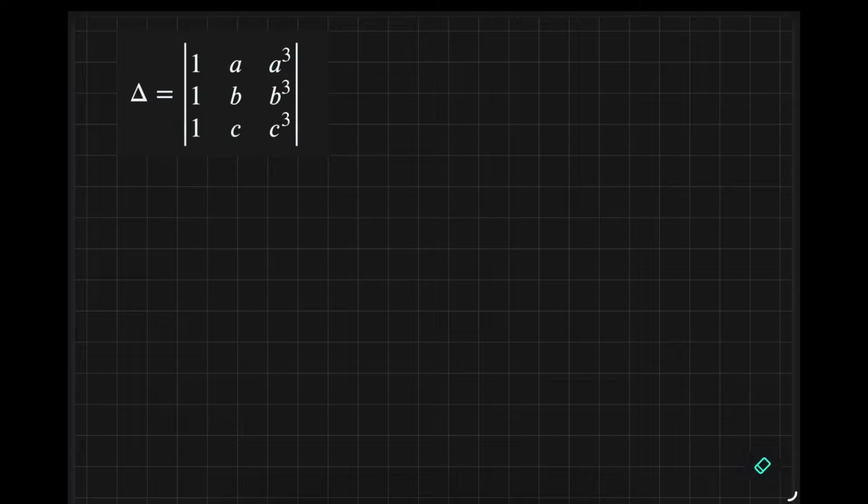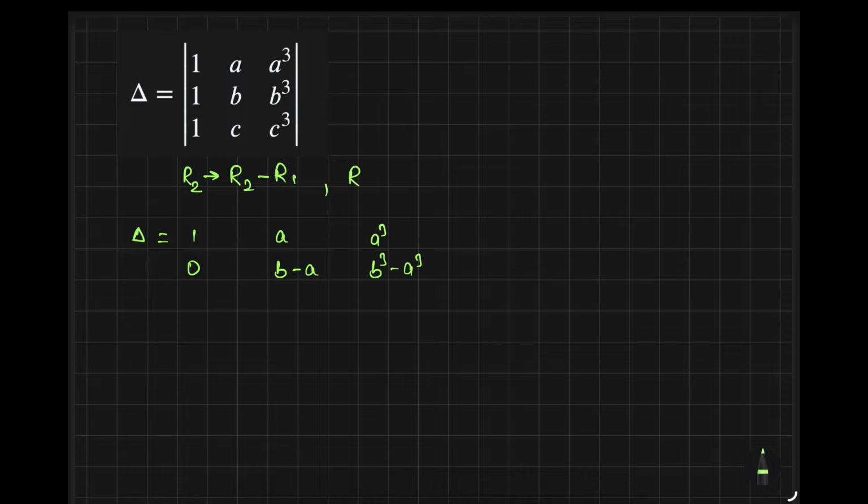Okay, so look at this. I want to transform row 2, so I will go with row 2 minus row 1. So the determinant is 1, a cube. Then this thing will become 0, this thing will become b minus a, and this thing will become b cube minus a cube.